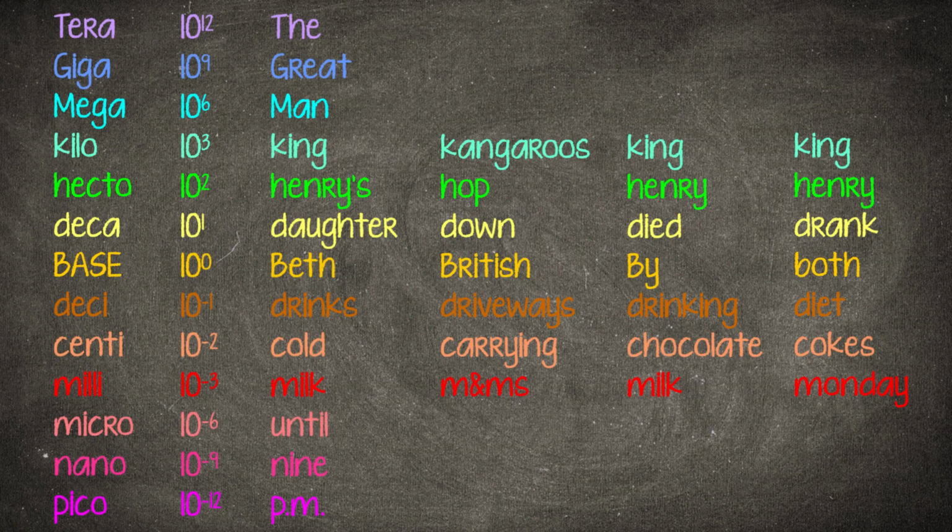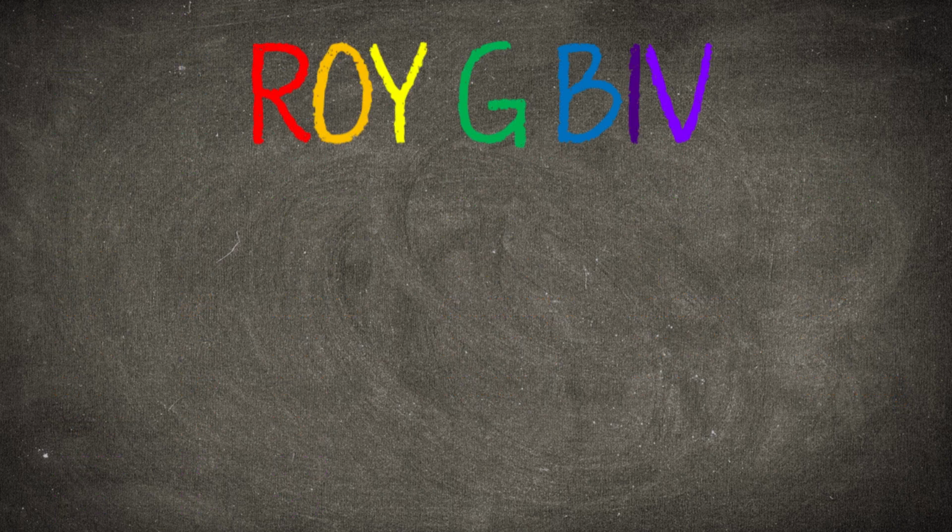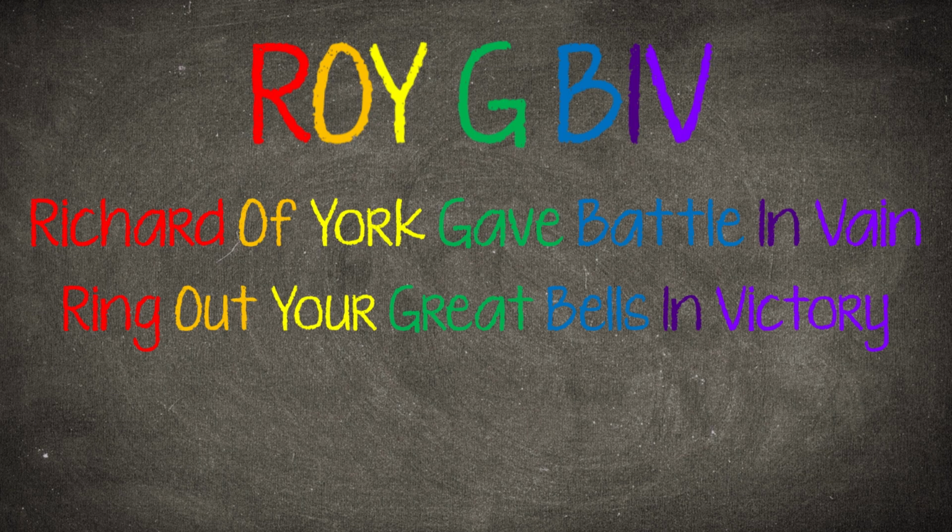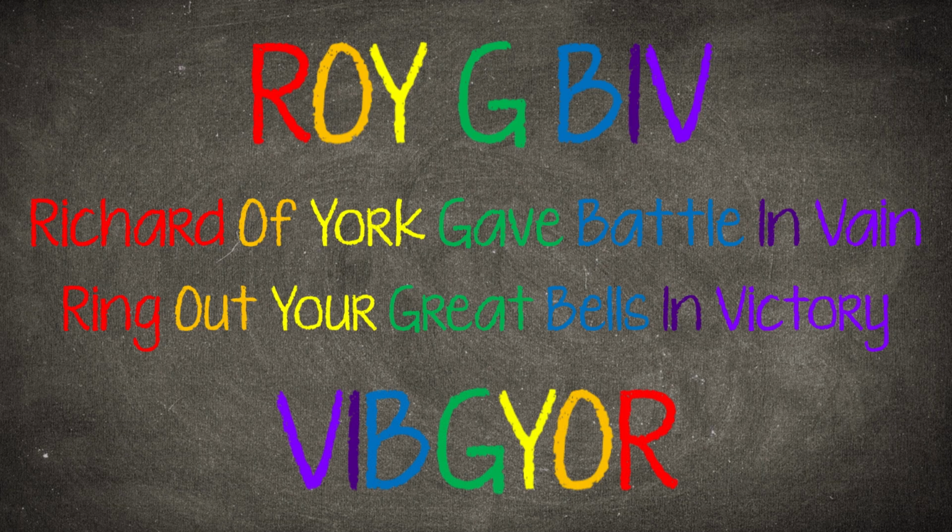I've personally found myself struggling to remember the order of SI prefixes, but some mnemonics can be quite helpful, like the great man King Henry's daughter Beth drinks cold milk until 9 p.m. Of course, Roy G. Biv is a well-known acronym for the colors of the rainbow, but there are also a few acrostics like Richard of York gave battle in vain. And apparently this acronym is used as well, and it is pronounced Vibgyor.